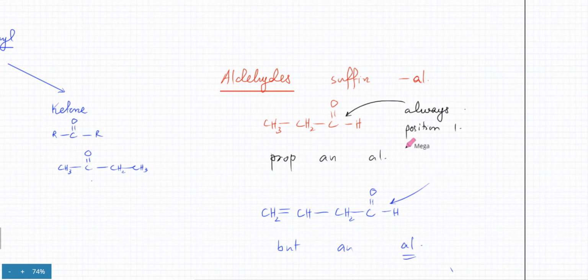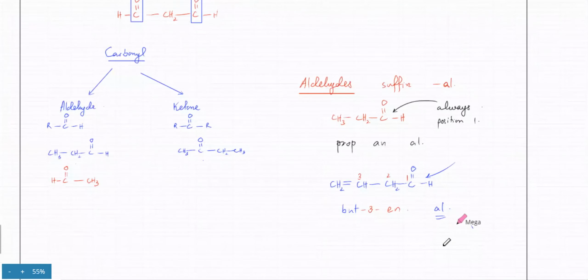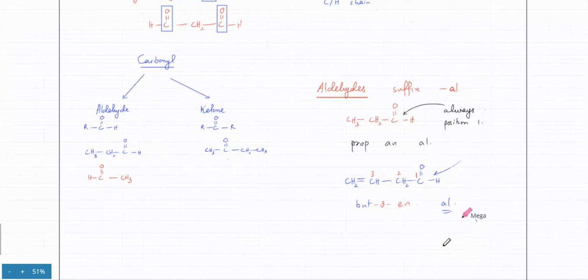Wait, is it an A? The double bond. Exactly, it was an EN. There's a double bond, it's unsaturated. So what's the position of the EN? If you're always giving the aldehyde position number 1, then this is 2 and this is 3. So it's but-3-EN-AL. There are no spaces, you can put them together. Is this clear? Aldehydes. Yes. Aba, Rida, Eba, is this clear? Ibrar, clear? Yes, sir.